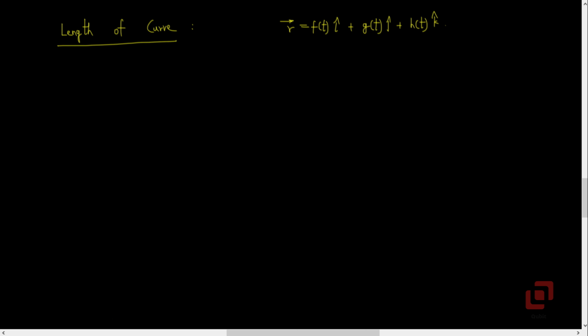Let us now see the last part of this video, that is finding the length of the given curve whose parametric equation is r bar = f(t) i cap + g(t) j cap + h(t) k cap. t is the parameter here. In this section, we will develop an approach and a formula to find the length of the curve. Let us consider this pink curve here, whose starting point is A and whose end point is B.